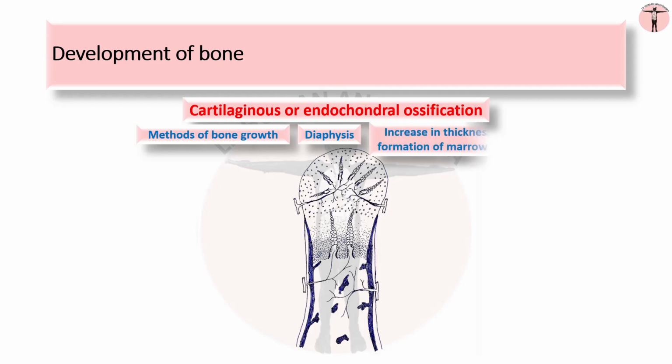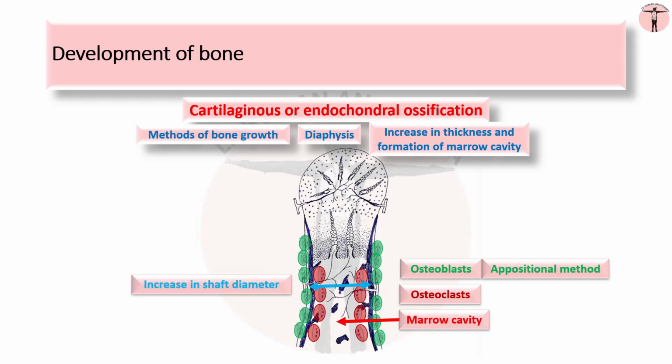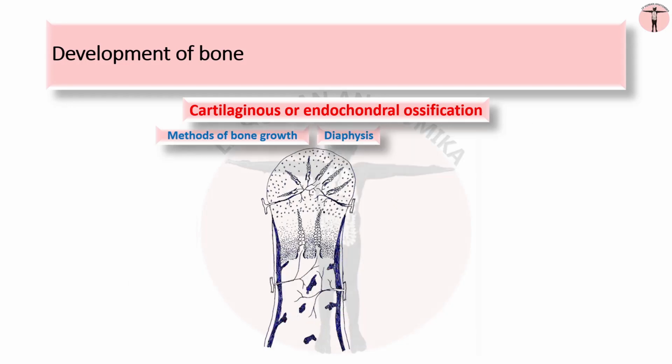We will first see the increase in thickness and formation of the marrow cavity. The periosteal collar increases in thickness by deposition of more layers on the outer surface of bone by osteoblasts through the appositional method. This makes the bone thicker. Simultaneously, osteoclasts remove lamellae from the inner surface of bone, leaving behind a bone marrow cavity. This results in an increase in the shaft diameter even though the actual amount of bone in the shaft is relatively unchanged.